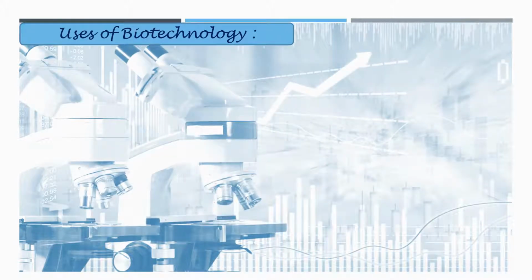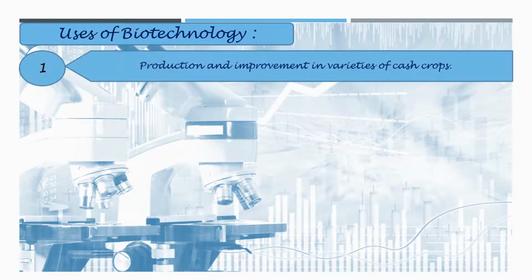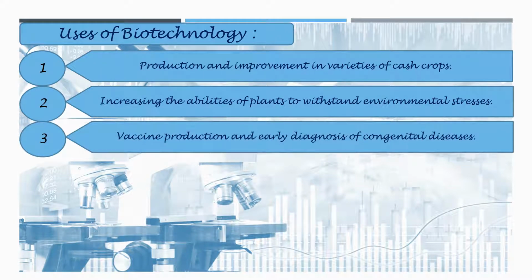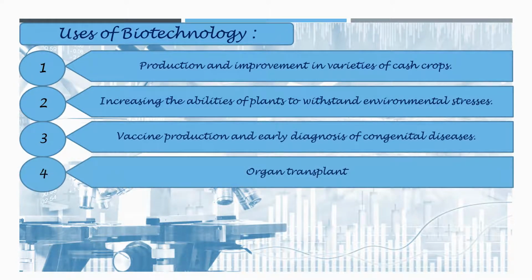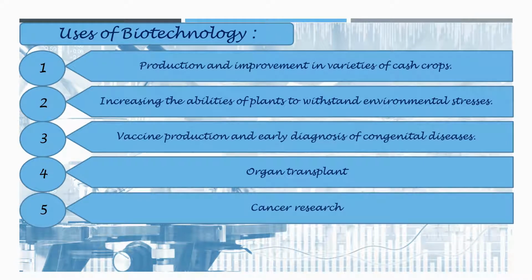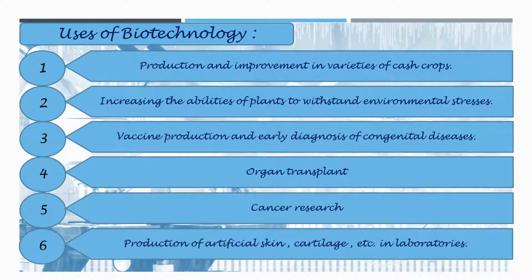Students, now let us understand the uses of biotechnology. Biotechnology is used in the production and improvement of varieties of cash crops. It is used in increasing the ability of plants to withstand environmental stresses. Then vaccine production and early diagnosis of congenital diseases. Biotechnology is also used for organ transplant and for research in cancer. It is also used for the production of artificial skin, cartilage, etc. in laboratories.